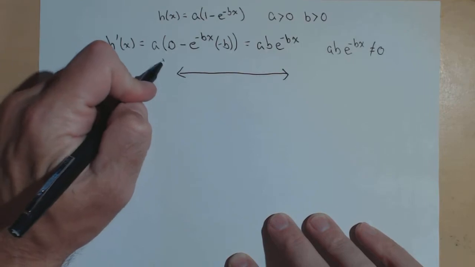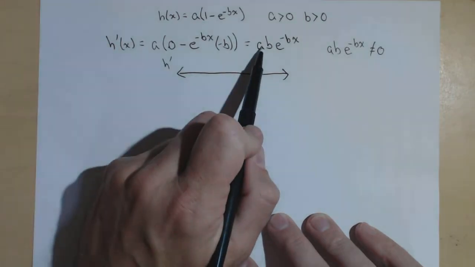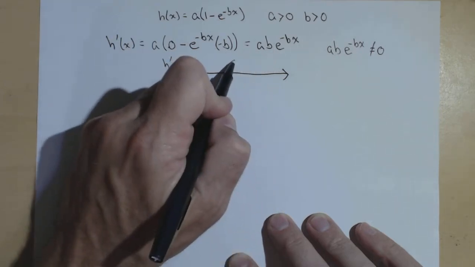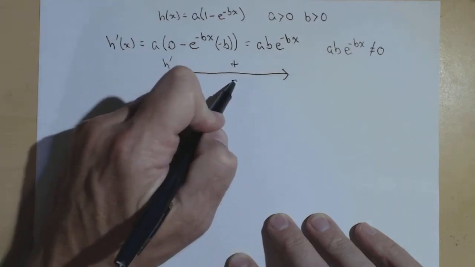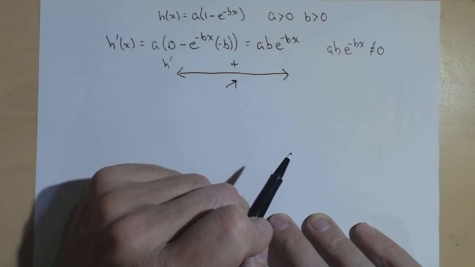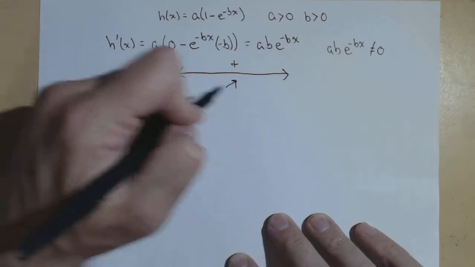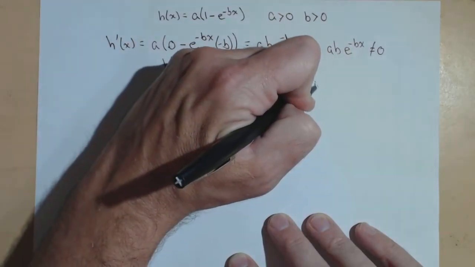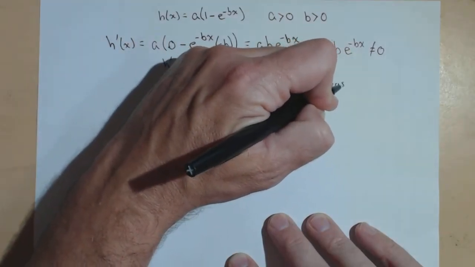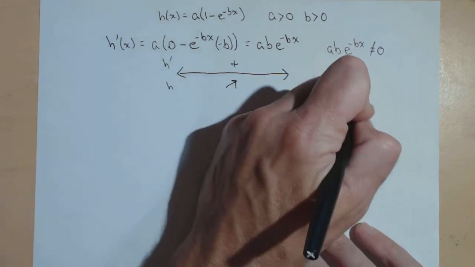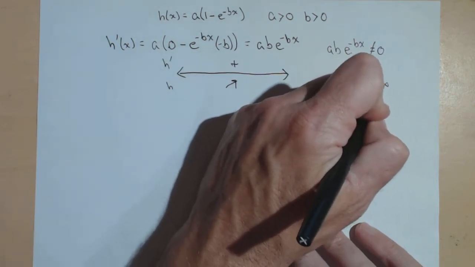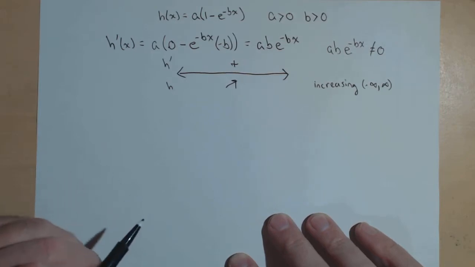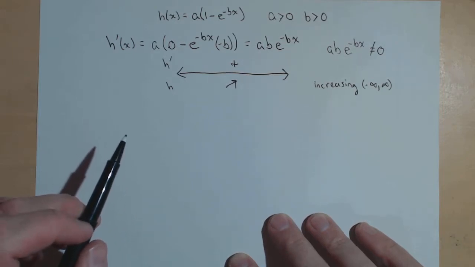Now our derivative, h prime, well, this is positive, and this is positive. So it's going to be positive everywhere, which means this function is increasing everywhere. So we can say that h is increasing from negative infinity to infinity. So it's always an increasing function. And we'll look at the graph a little bit later in this activity.